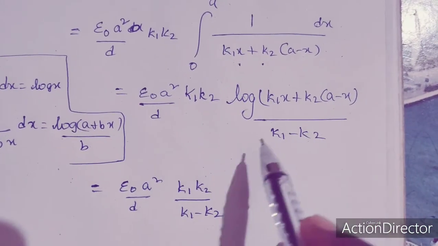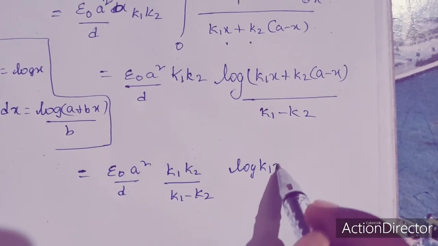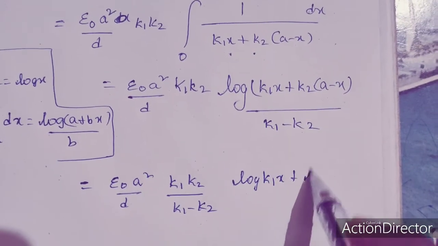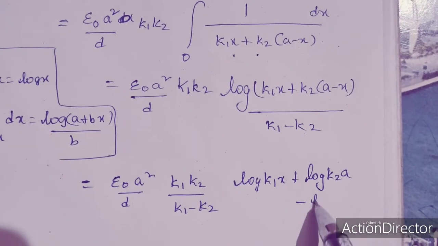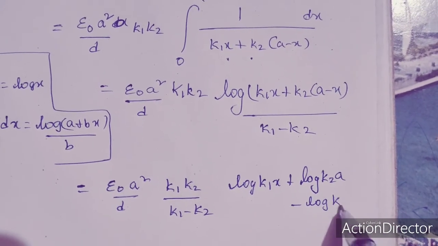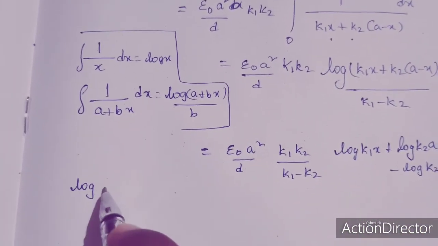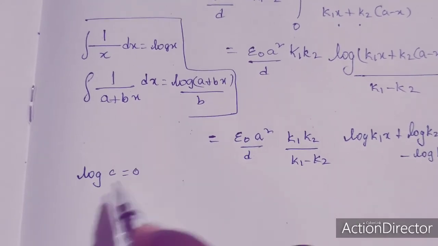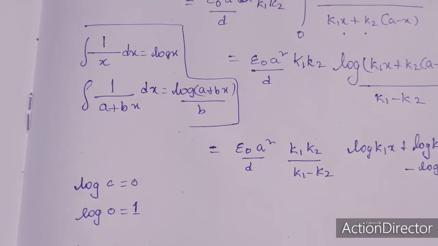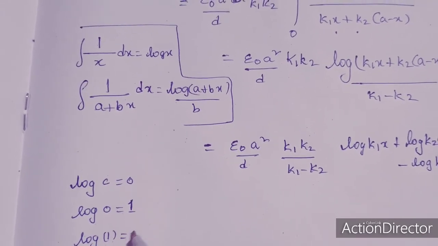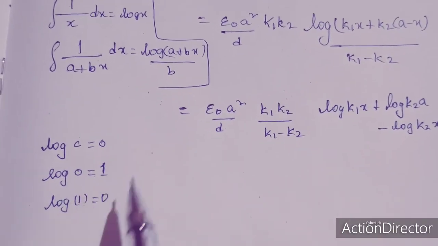Just identify this condition. Log k1x plus log k2a, next point, minus log k2x. But here, for the logarithmic function we have to identify: log of a constant equals 0, log of 0 equals 1, log of 1 equals 0. Yes or no? This point we have to recall one time.